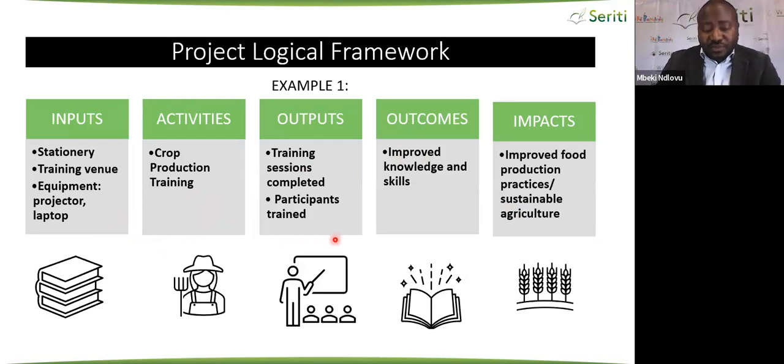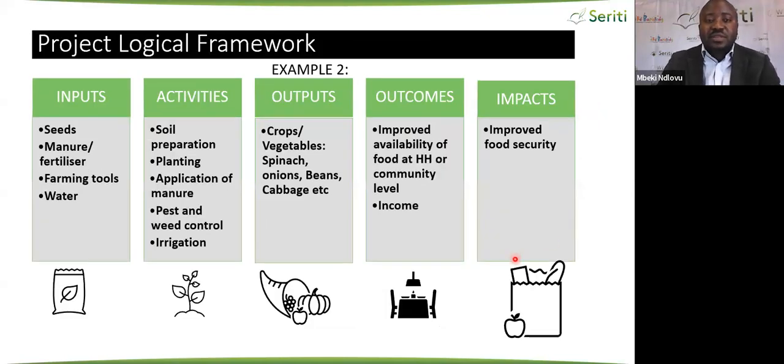The output, the immediate result is a completed training session or number of participants trained, and then outcomes are going to be the improved knowledge and skills. With that improved knowledge and skills, it is our expectation that there will be an improvement in food production practices and sustainable agriculture. Second example is the actual food production, because we're doing food security with SAFE.